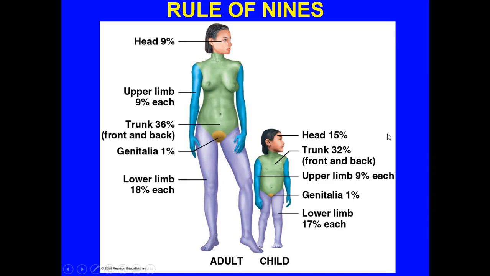If you look, though, at a child, because of the lower mass of the body, the lower limbs are 17% each, genitalia 1%, upper limb 9% each, trunk 32%, head is 15%. Okay?